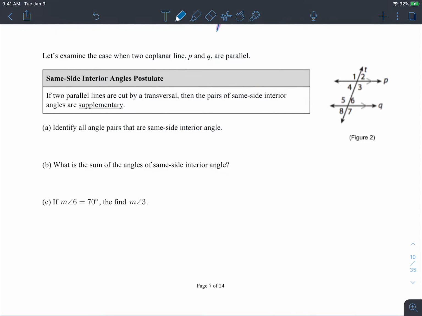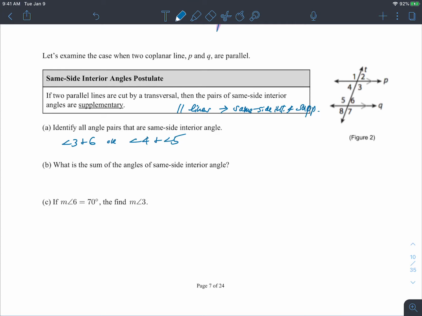I'm going to allow you to use a shorthand for this. Parallel lines implies that the same side interior angles are supplementary. So I'm going to let you write those sort of like a shorthand if you want. That being said, let's identify the same side interior angles in this case. If you said 3 and 6 or angle 4 and 5, you'd be correct.